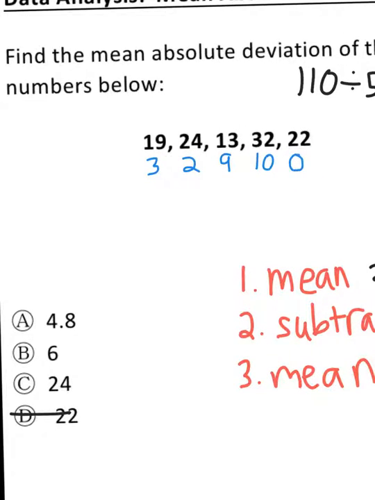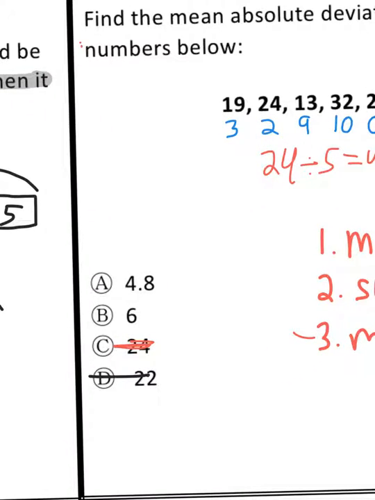So when I add up those numbers in blue, remember this is step 3, finding the mean of those numbers. They add up to 24. Do not choose C, because that means you forgot to divide. And then you divide 24 by 5, because there's 5 numbers, and you get 4.8. So the mean absolute deviation, let me move this over a little bit, is 4.8.